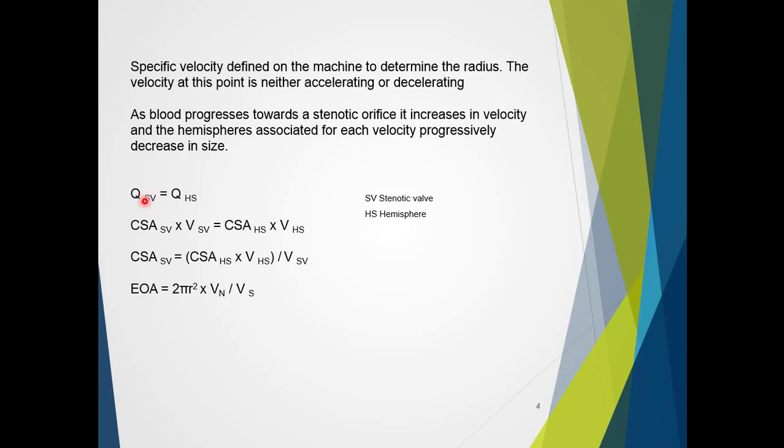So we know that flow through the stenotic valve is going to be equal to the flow within the hemisphere. We expand it out to cross-section area times velocity, and then we substitute it across. We can then take that the cross-section area is equal to the effective orifice area.